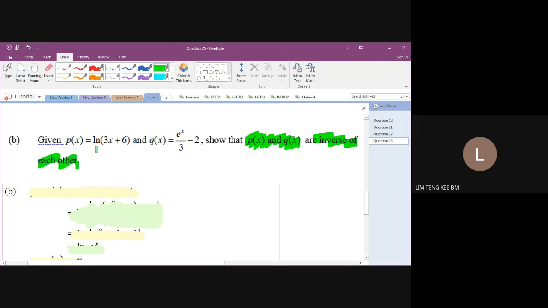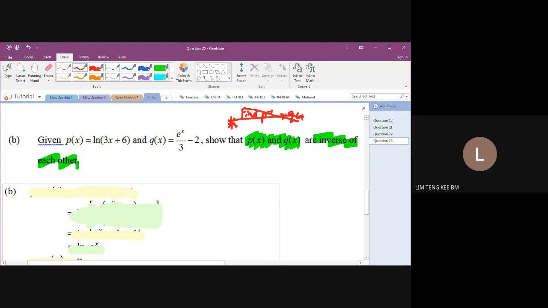In these questions, how can we complete the proof? Please take notes, guys and girls. In this question, they are not asking you to find the inverse of P and the inverse of Q and then compare. That means please don't find P inverse and compare with Q, and find Q inverse and compare with P. This is not something that you're supposed to do.